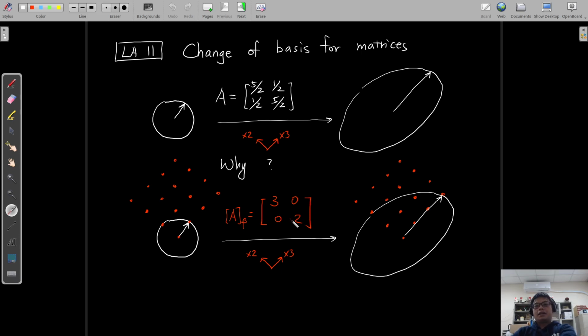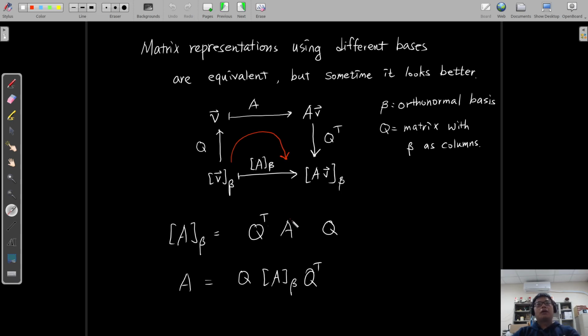And this is the big takeaway that we are going to say today, because if you use a different basis, then you can observe the matrix and get a different matrix representation. These representations are basically equivalent. They represent the same action, but sometimes one representation can look better than the other one.